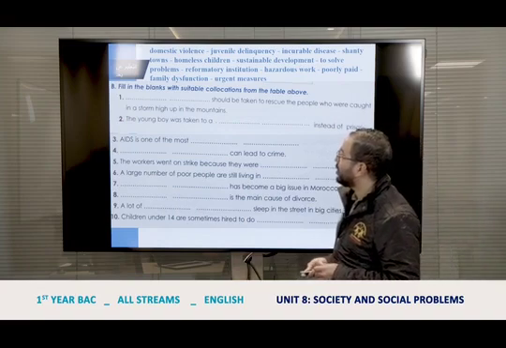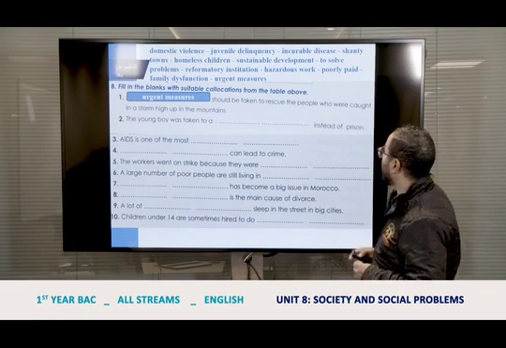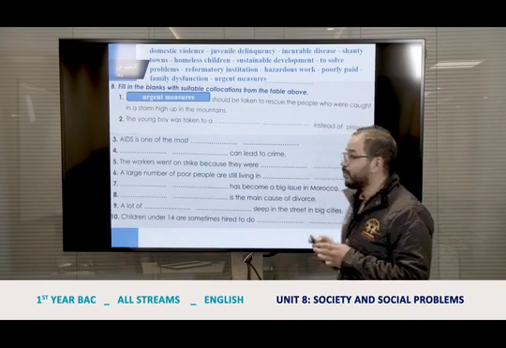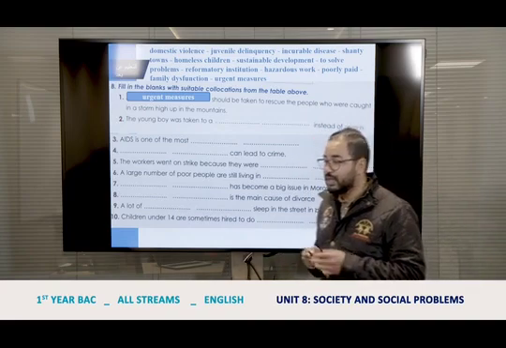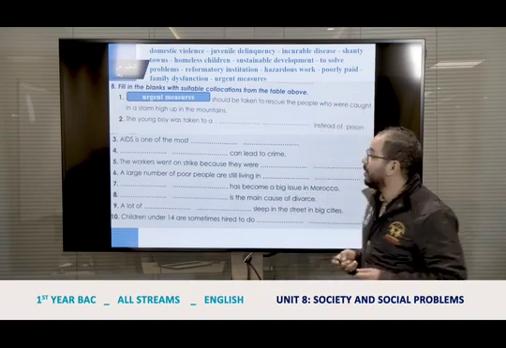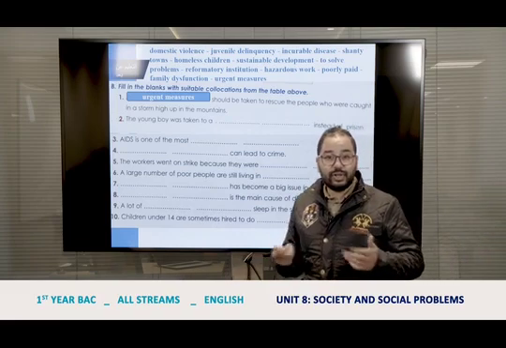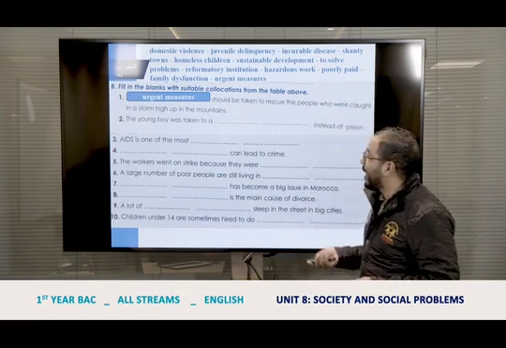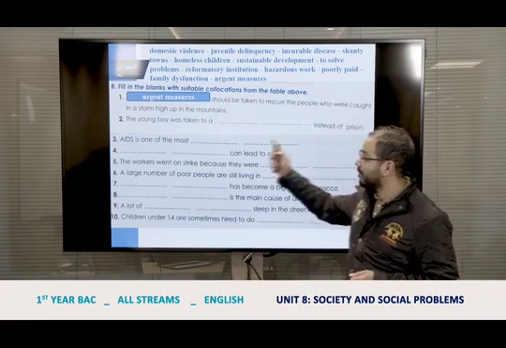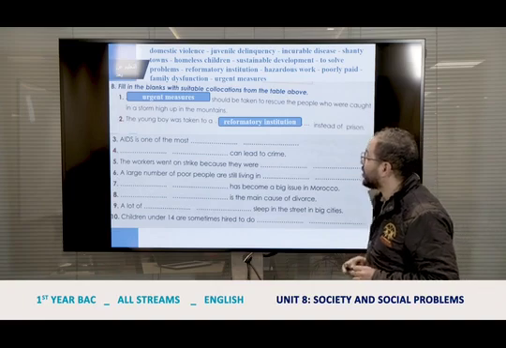So number one, let's do it as an example. Urgent measures should be taken to rescue people who were caught in a storm high up in the mountains. So urgent measures means urgent solutions that officials should take, or think of, or figure out to solve a problem. The young boy was taken to a reformatory institution instead of prison. As we said, young boys don't go to prison, they go to a reformatory institution.